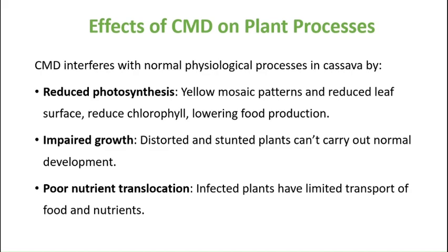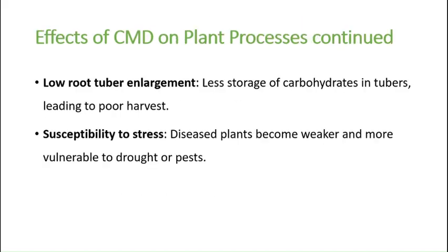Next is poor nutrient translocation. The leaves that are affected have channels through which food substances are transmitted, and those channels are the veins and the midrib. So when the leaves are scorched, even the veins are affected, which limits proper transportation or translocation of food from the leaves to other parts of the plant.